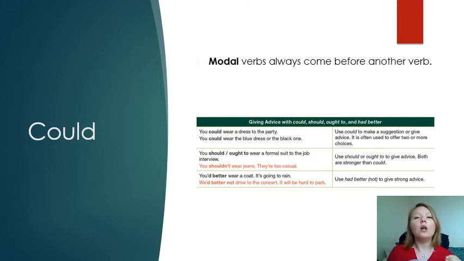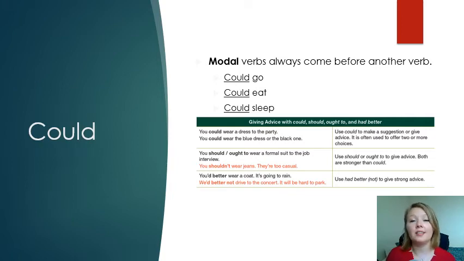Modal verbs always come before other verbs. For example, could go, could eat, and could sleep. Let's use these in a sentence. I could go to school today, or I could stay home. Let's use it with could eat. We could eat pasta or pizza for dinner.